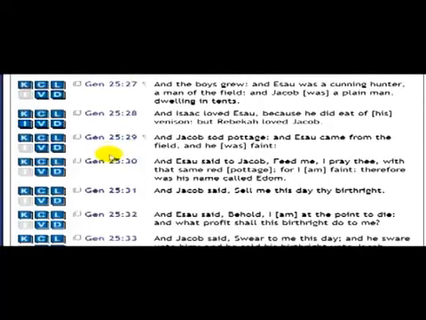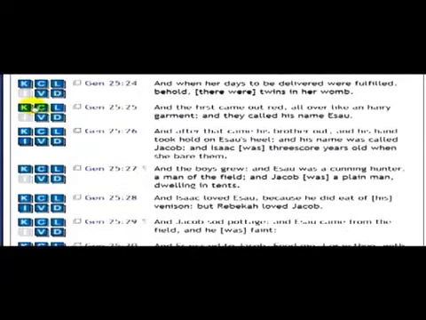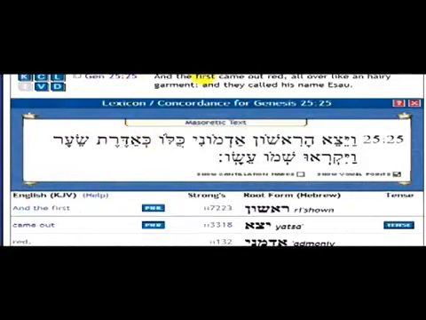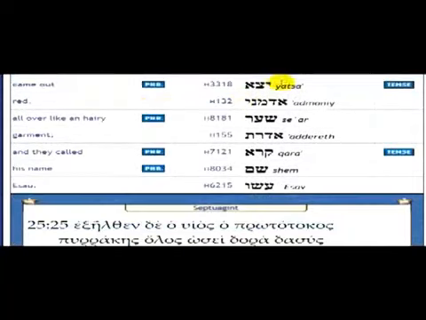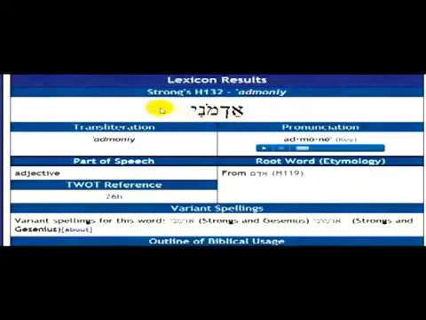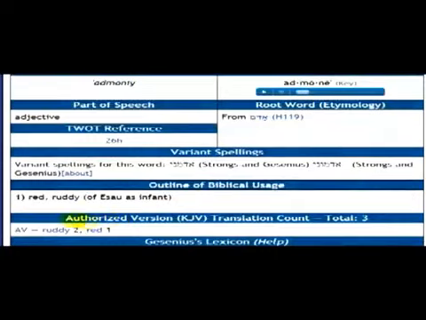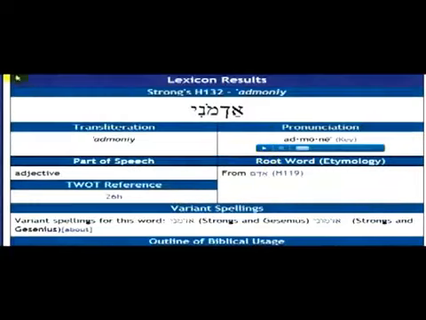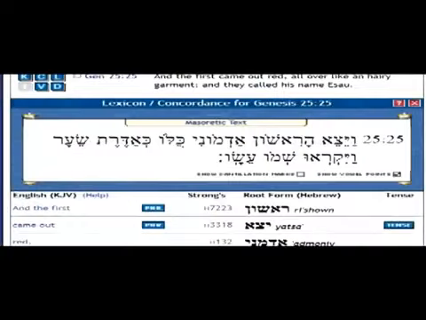So this is Genesis 25:25. It says, and the first came out red all over like an hairy garment, and they called his name Esau. So he came out red. Now when you come down here and you look up the word red, what do you have there? Adamanya. So it says red, ruddy, of Esau as infant. Remember, they added this ruddy because the term ruddy does not mean red like the so-called white man. And we're going to keep going into it to show you.